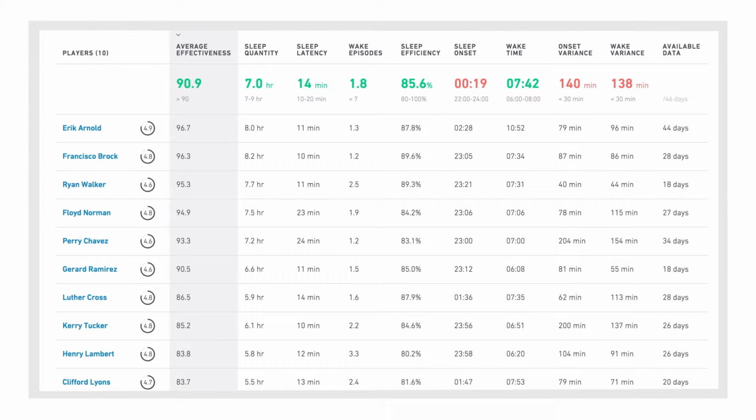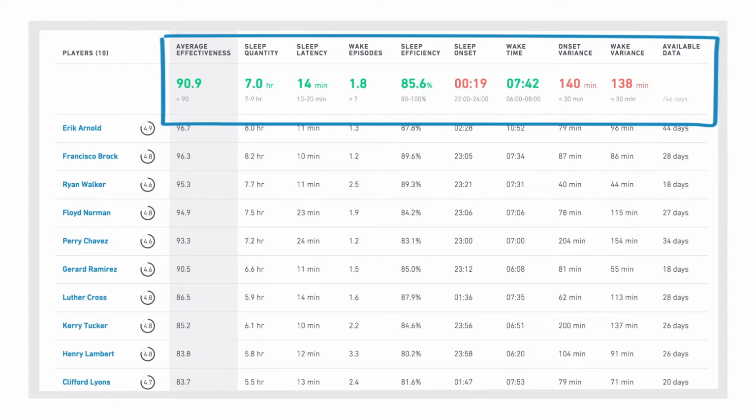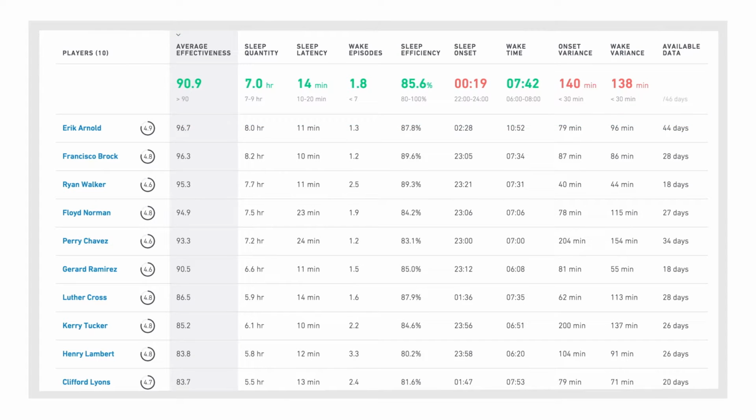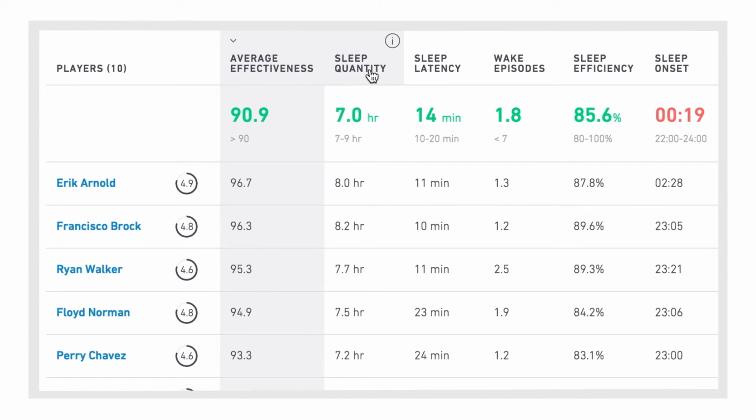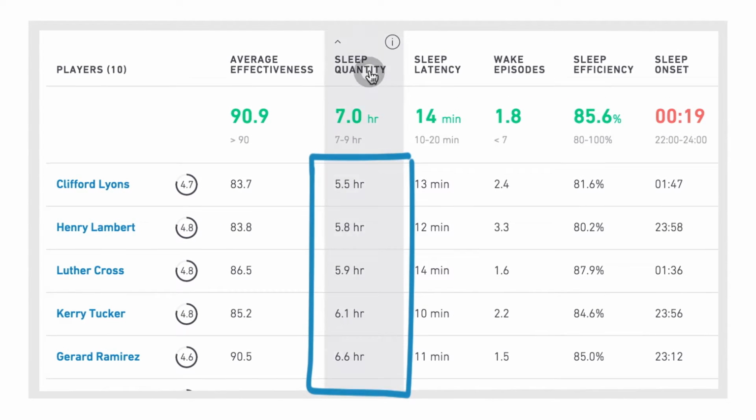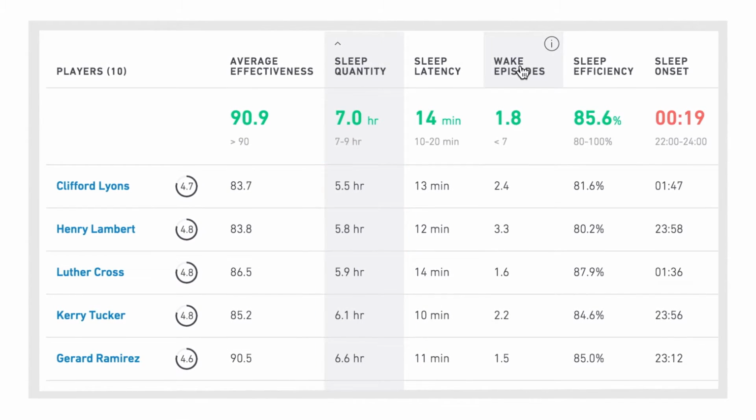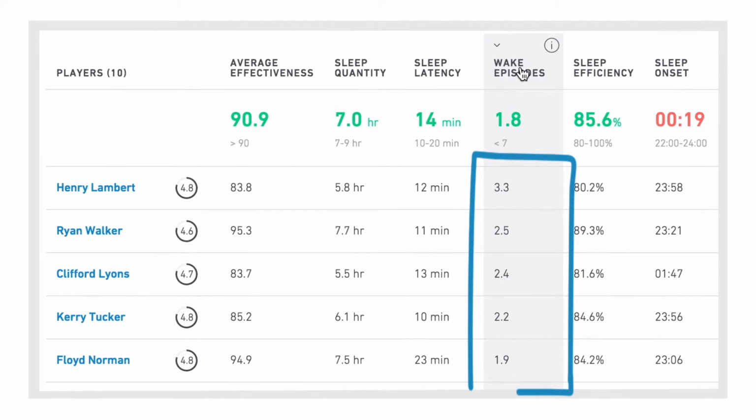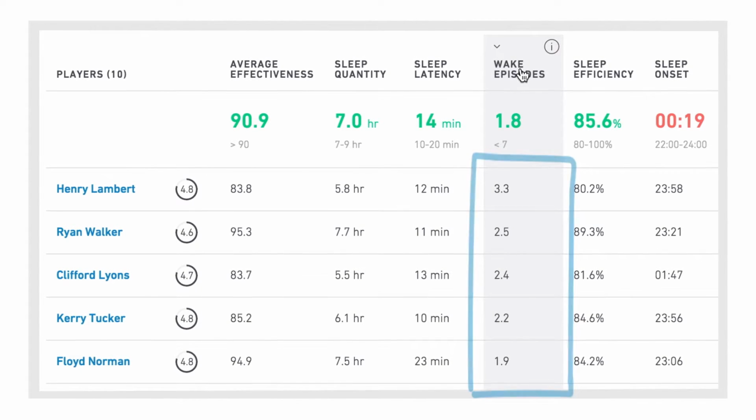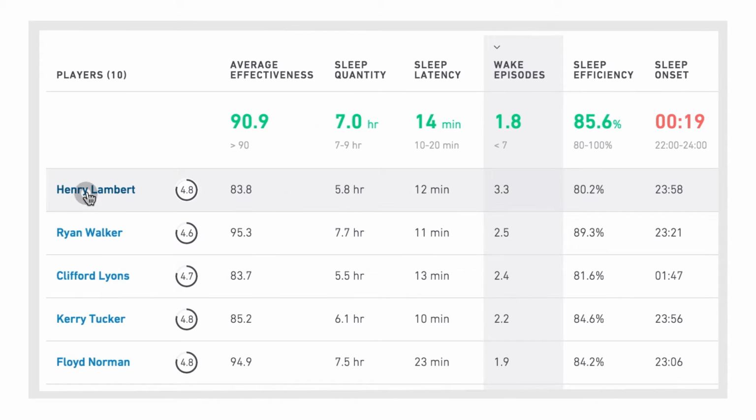With aggregated team data, you can view all your athlete's sleep metrics in one place. This allows you to screen for abnormal sleep patterns and focus on those who need the most attention. You can see who's sleeping the most or the least, and whose sleep is the most fragmented, which is the best indicator of sleep quality. You can also monitor your athlete's sleep on an individual basis.